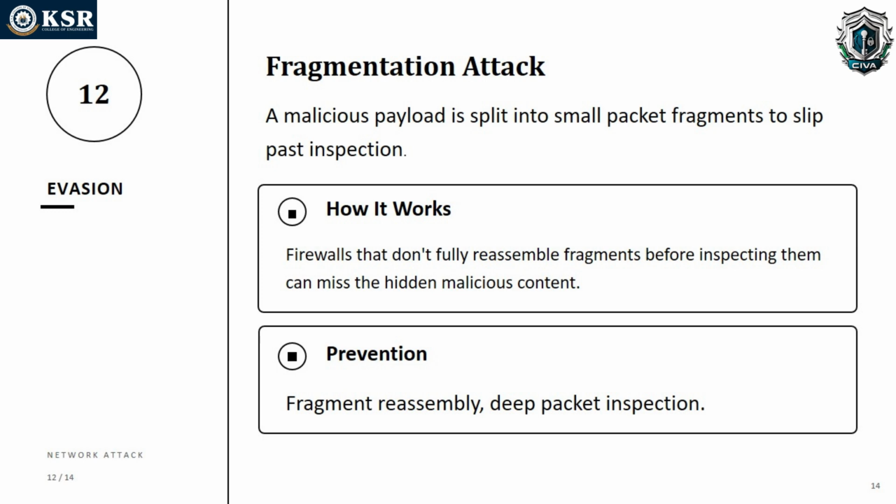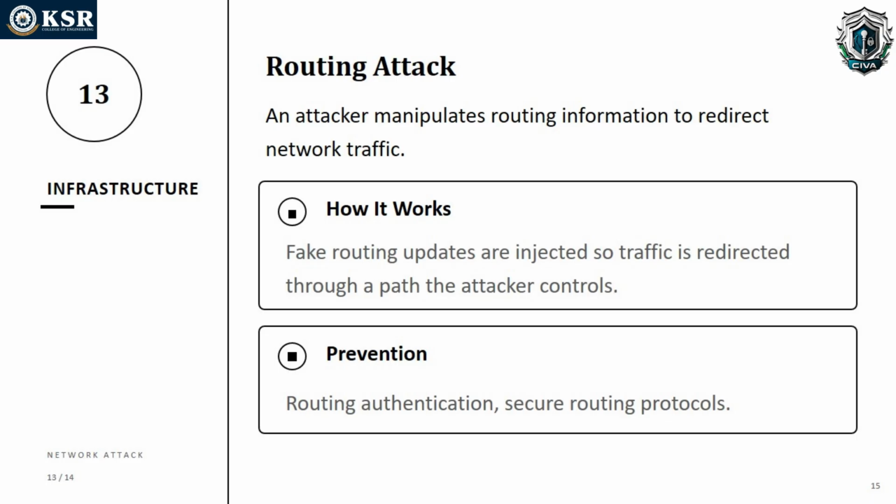Routing attack. Routing attacks target the infrastructure that decides how traffic travels across a network. By injecting fake routing updates, an attacker can redirect traffic through a path they control, opening the door to interception or disruption. Defenses include routing authentication, so routers only trust verified updates, and secure routing protocols designed to resist this kind of manipulation.